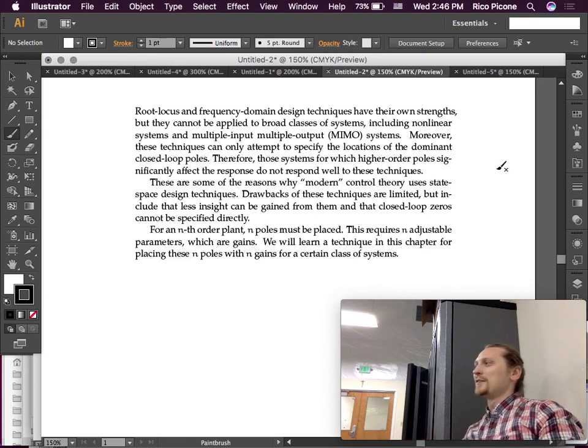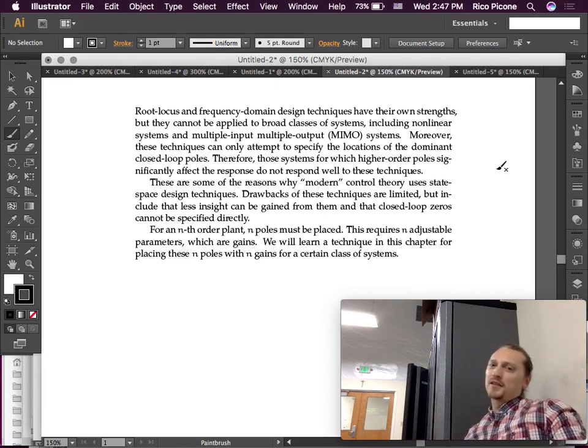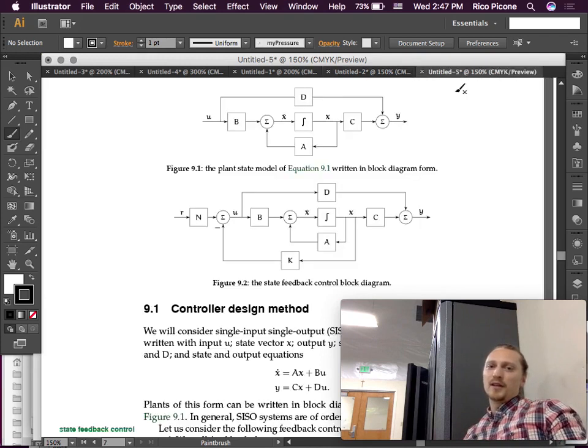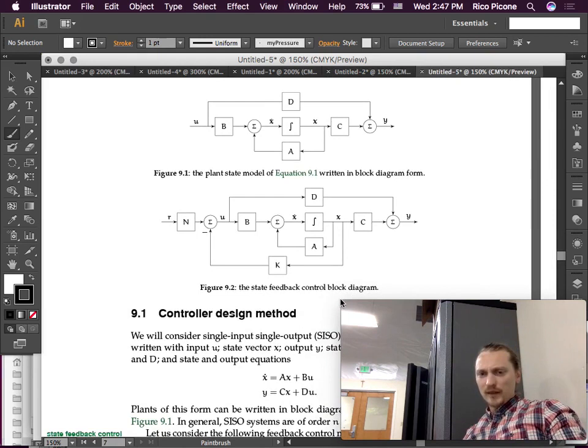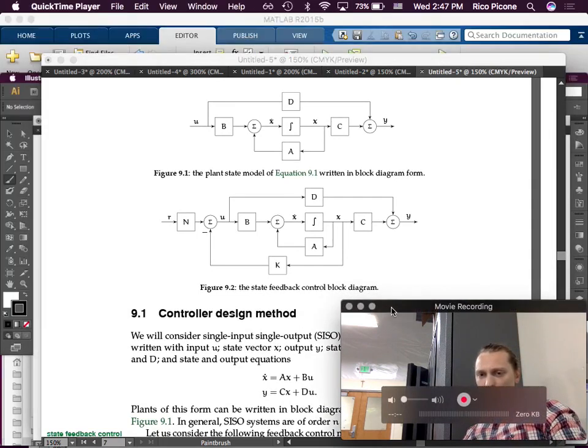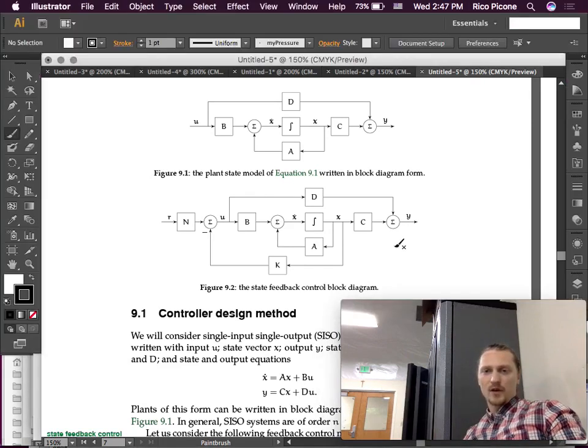Very intuitive. Two thumbs up. Okay, so we are going to embark on essentially this one controller design method. Wish I could make this smaller, but I can't, so I won't.